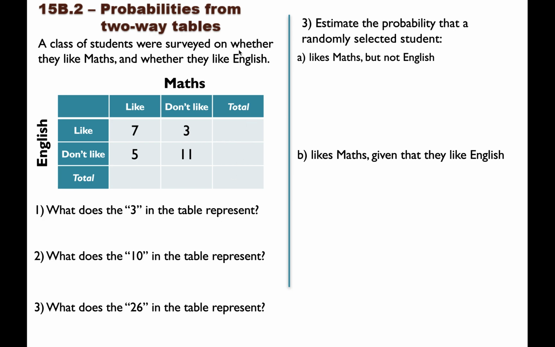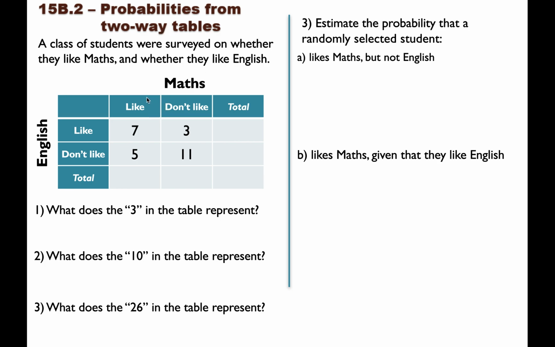Probabilities from two-way tables. We have a class of students who were surveyed on whether they like maths and whether they like English. These are two different experiments or two different variables. Because there are two different questions here, we can put one of them on the top and one of them down the side. And these are the outcomes for whether a student likes maths. Either they like it or they don't like it. And these are the outcomes for whether a student likes English. Either they like it or they don't like it. That is why it is a two-way table.